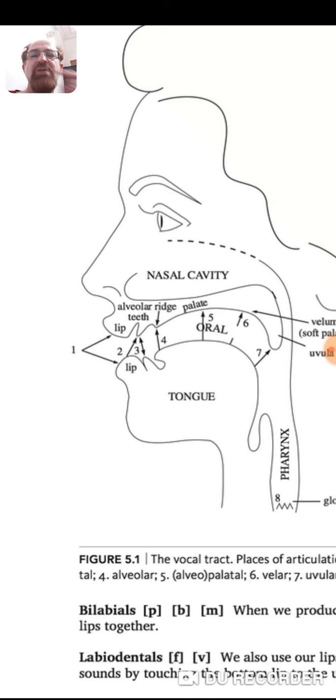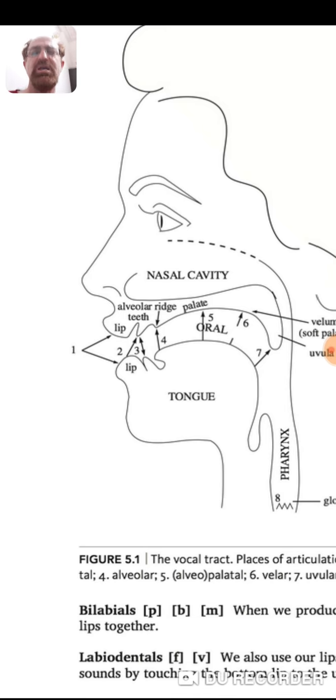Next we have the lower lip and the upper teeth. So like what? Like fa in Arabic. Lower lip, upper teeth. But Arabic does not have another sound. We are going to say v in Arabic. We are going to talk about it just now.